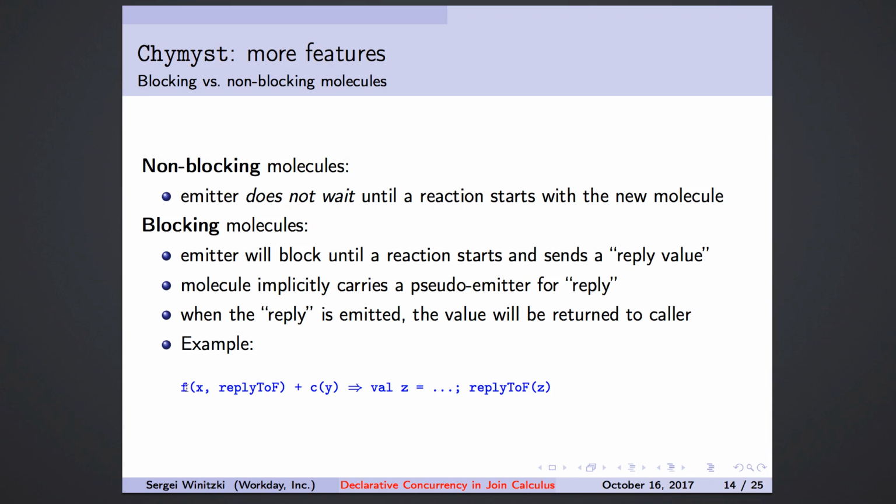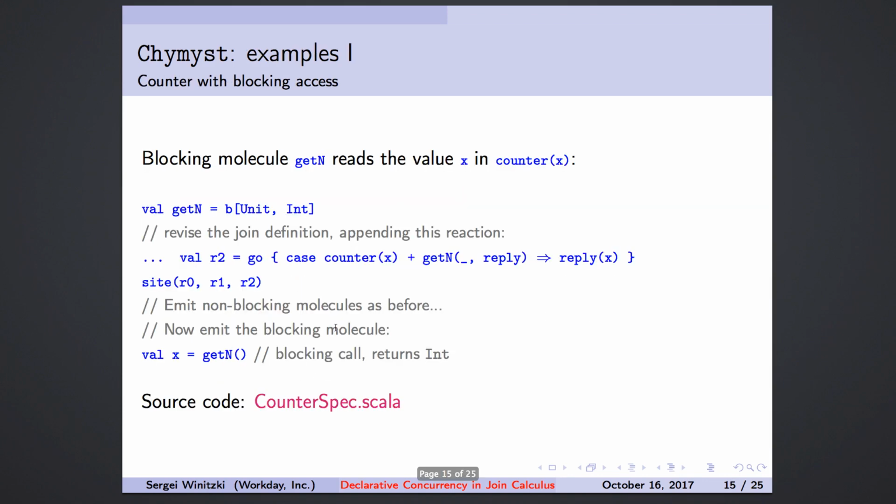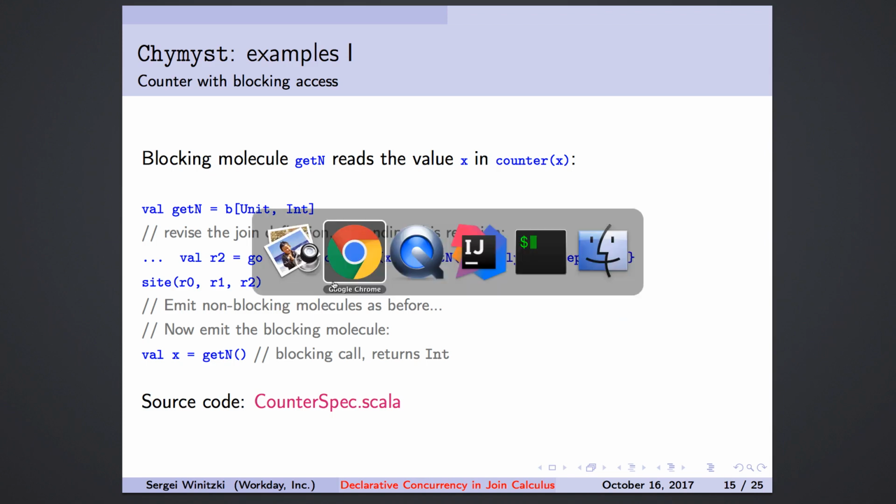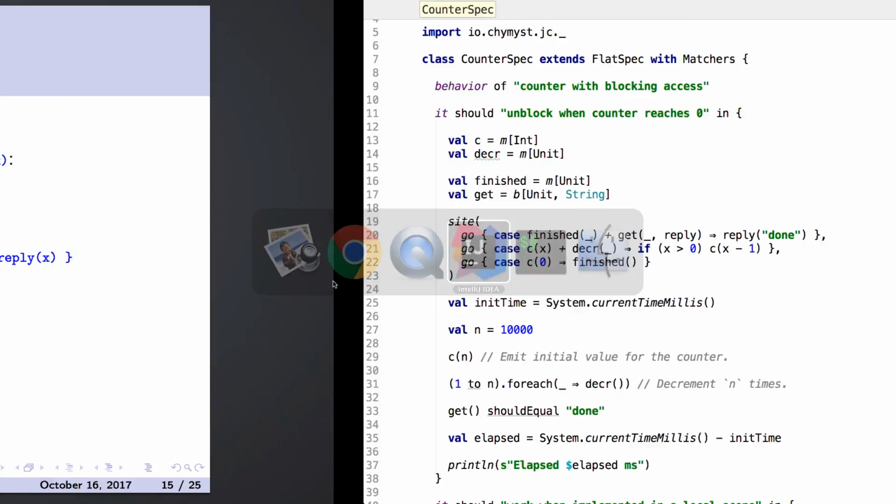And the syntax looks like this. So F is a blocking molecule, and it has two arguments in this pattern match. So this is a reply emitter, and you can use it to reply. Otherwise, F is just a molecule. It's just a way to write down this construction. So here's an example. Actually, let me show you the code right away, perhaps.